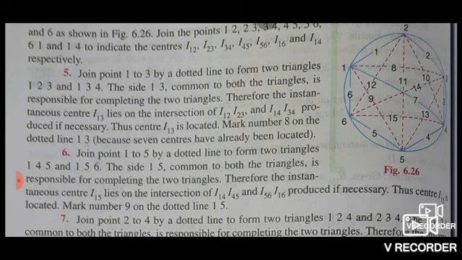Join point 1 to 5 by a dotted line to form the two triangles 1, 4, 5 and 1, 5, 6. The side 1, 5 is common to both triangles and is responsible for completing them. Therefore, the instantaneous center I15 lies on the intersection of I14, I45 and I56, I16, produced if necessary. The center I15 is located. Mark number 9 on the dotted line 1, 5.